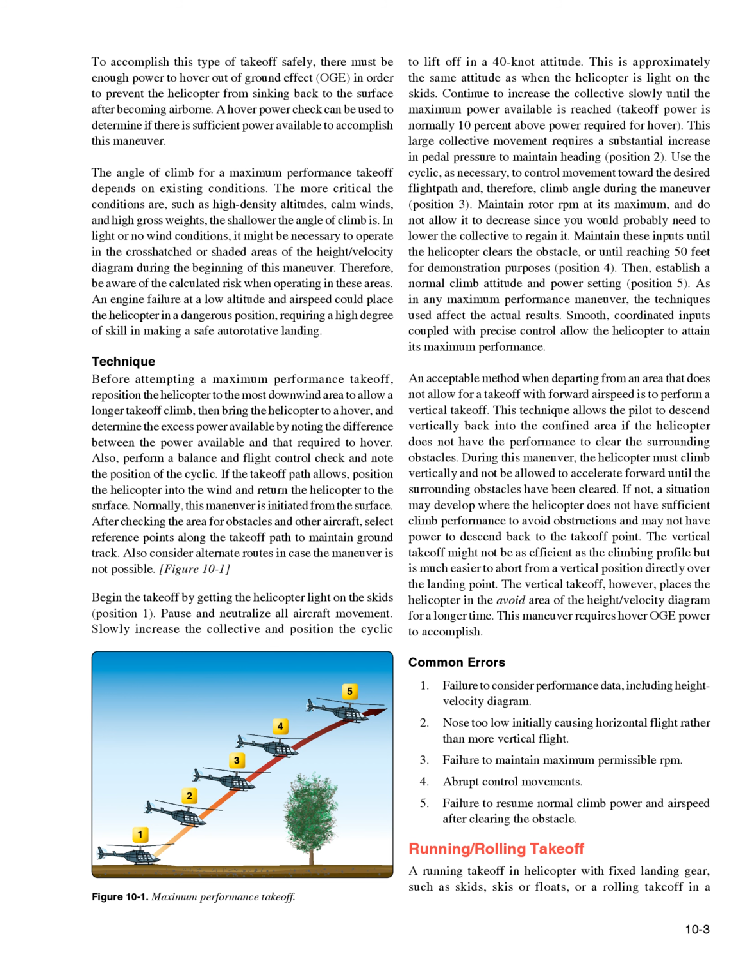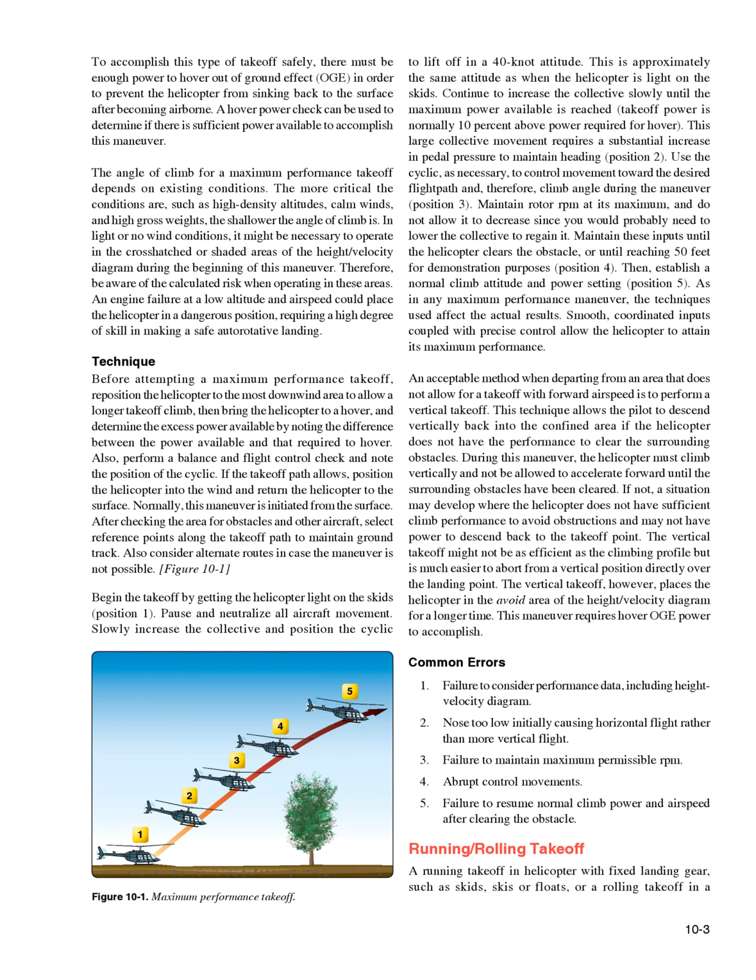Slowly increase the collective and position the cyclic to lift off in a 40-knot attitude. This is approximately the same attitude as when the helicopter is light on the skids. Continue to increase the collective slowly until the maximum power available is reached. Takeoff power is normally 10% above power required for hover. This large collective movement requires a substantial increase in pedal pressure to maintain heading, position 2.